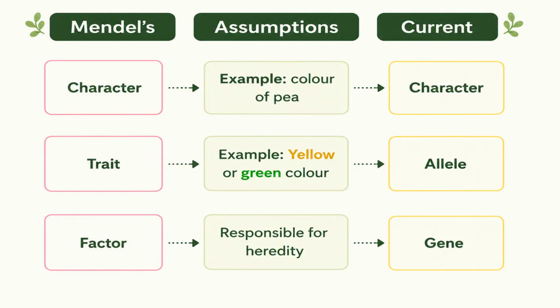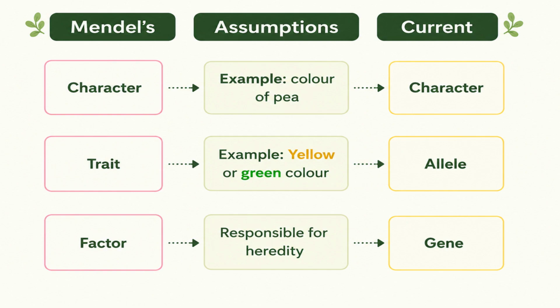Mendel observed that these traits are controlled by certain hereditary units. He called these hereditary units factors. Today, we call these factors genes. And the different forms of a gene are called alleles. So remember carefully. Character: a general feature. Trait: different forms of that feature. Factor: hereditary unit proposed by Mendel, gene. Modern term for factor: allele, alternative forms of a gene.